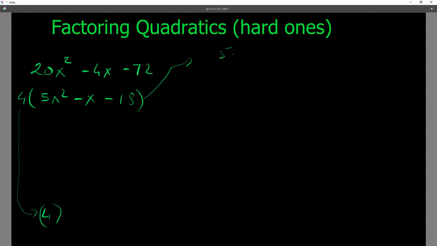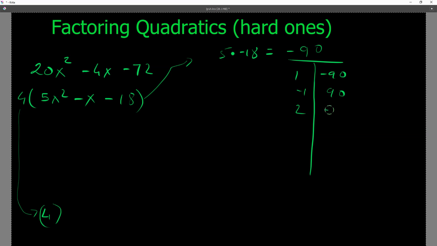So 5 times negative 18 is negative 90. And then you have 1, negative 90. Negative 1 and 90. 2 and negative 45. Negative 2 and 45. And so on and so forth. And you go down and ultimately it gets to 9 and negative 10, because 9 plus negative 10 is equal to negative 1, which is what we want in the middle here.